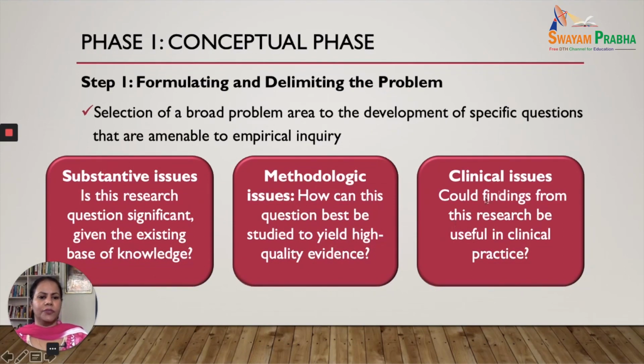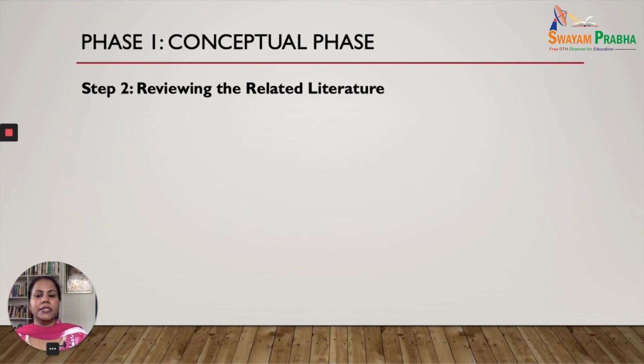The third one is clinical issues. Could findings from this research be useful in clinical practice? Whatever topic or question you have selected, will it help in clinical practice, will it improve the health outcomes of patients? These questions are very important before finalizing your research question. Another important thing is that the researcher should be interested in the problem, right? The researcher's own interest is very important. If the researcher is not interested, then the researcher will not be able to give 100% to this research study. So that is also very important while formulating and delimiting the problem. So this is step one, which is a very important step of the research process. Okay, now let's talk about step 2 of the conceptual phase, that is reviewing the related literature.